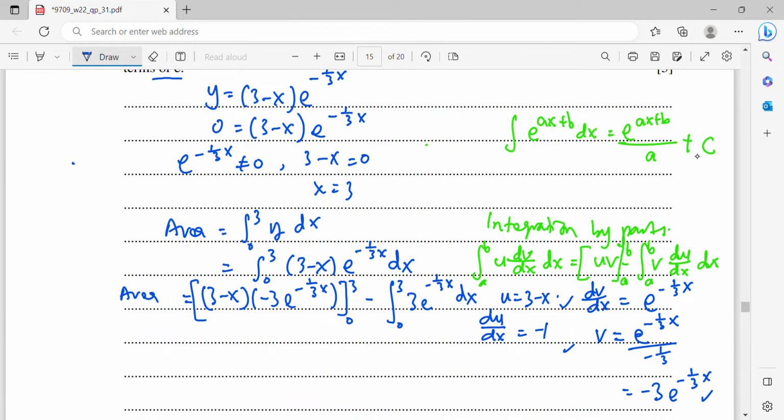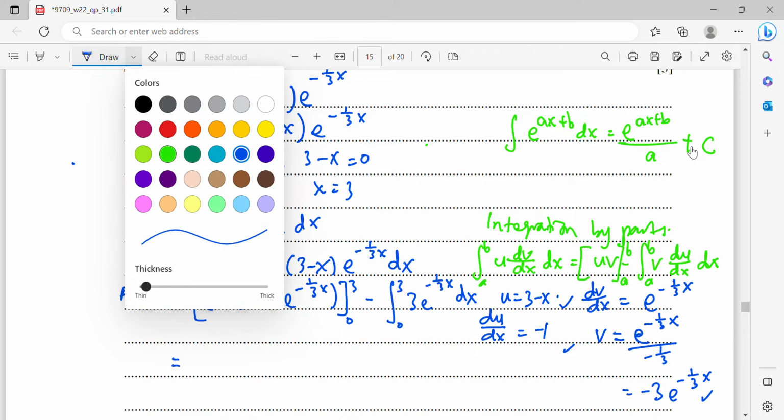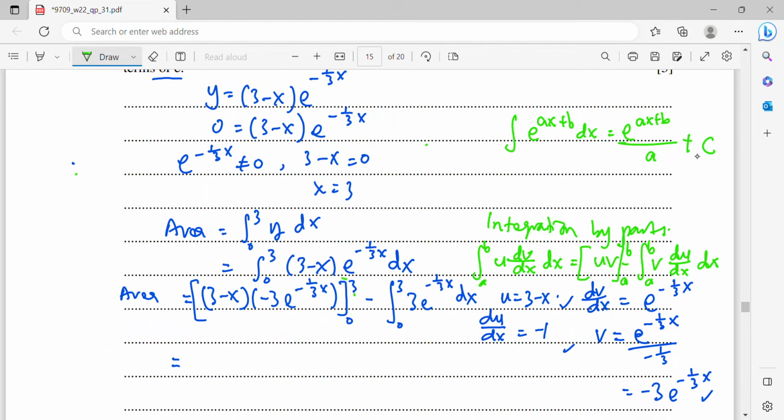Alright, so now when I replace the x value by the upper limit, this 3, 3 minus 3 is going to be 0, so I will just directly write 0. Then minus, replace the x by 0 now. So 3 minus 0 is 3, but then there is another minus 3 here. That means I'm getting minus 9e, so negative 1/3 times 0 is 0. Now to integrate the 3e to the negative 1/3 x, you can factorize the 3. So let's integrate the exponential, and I will be getting minus 3e to the negative 1/3 x.